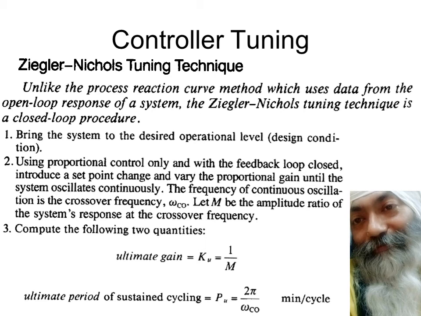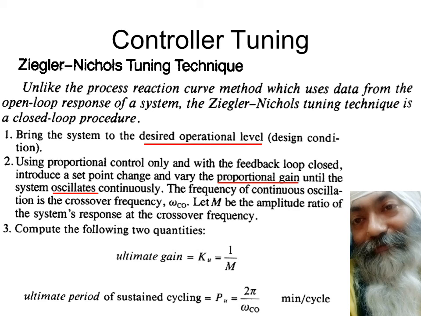There were three parameters used in the Cohen-Coon method, but in the Ziegler-Nichols method you use only two parameters, K and P. You can call it Ku or Pu, whatever you feel like. This is summarized in the text over here: you first bring the system to the desired operational level and use only a proportional controller, only gain and nothing else. You don't open the loop; you keep the entire feedback loop closed, and you keep changing the proportional gain till the system starts oscillating continuously.